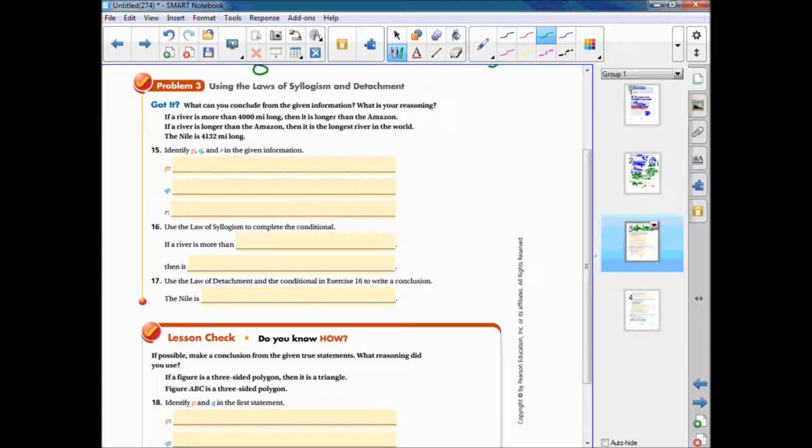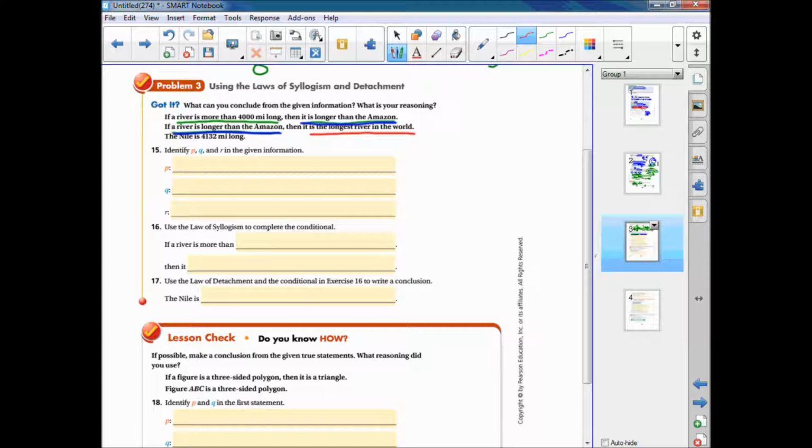Oh, let's see. So we have a river is more than 4,000 miles long and is longer than the Amazon. So this is one hypothesis we have, and that's a conclusion to go with it. And then we have a river is longer than the Amazon. Oh, these two match. So this blue one and this blue one match. So that's the conclusion from one and the hypothesis to the new one. And then we end up with it is the longest river in the world. Okay. And then we are given the Nile is 4,132 miles long. Well, that's longer than 4,000, right?